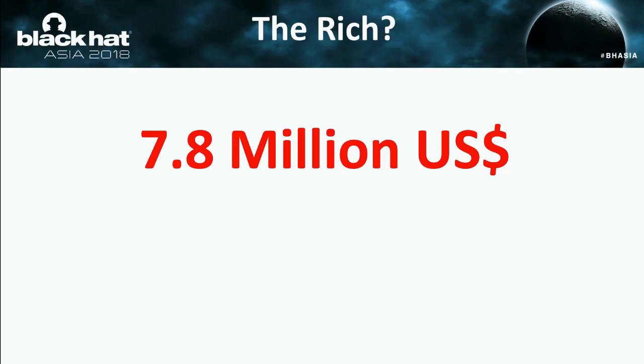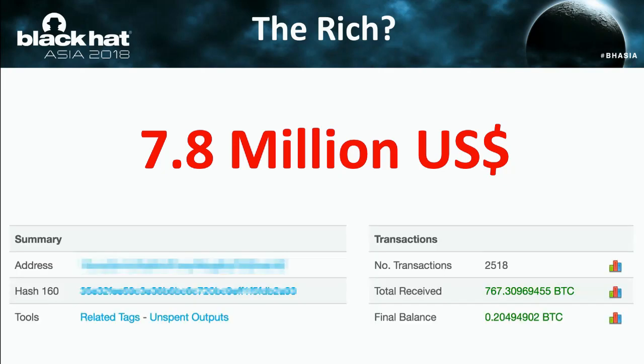And we checked this Bitcoin address through the blockchain, and we found out that this is the number of transactions, and this is the total received Bitcoin amount. This Bitcoin amount is approximately 7.8 million US dollars. So they are rich.